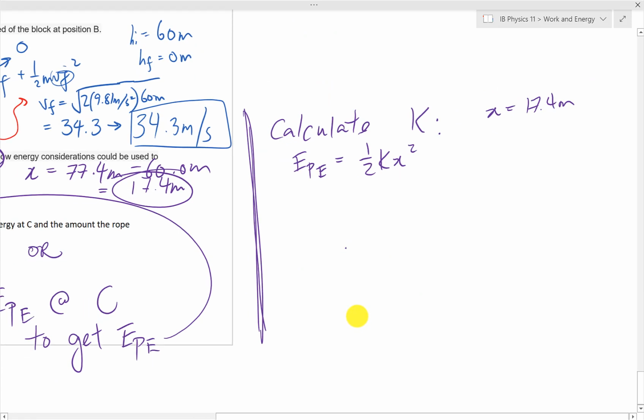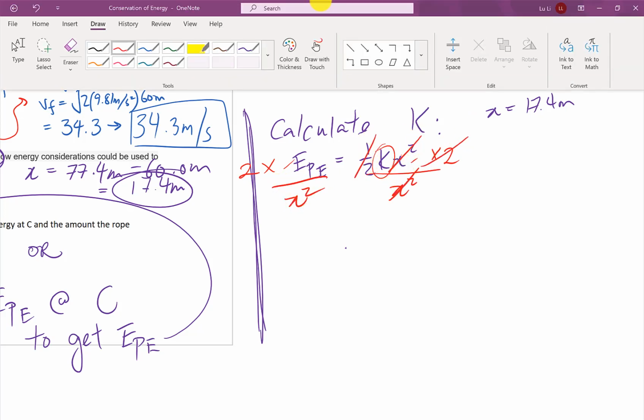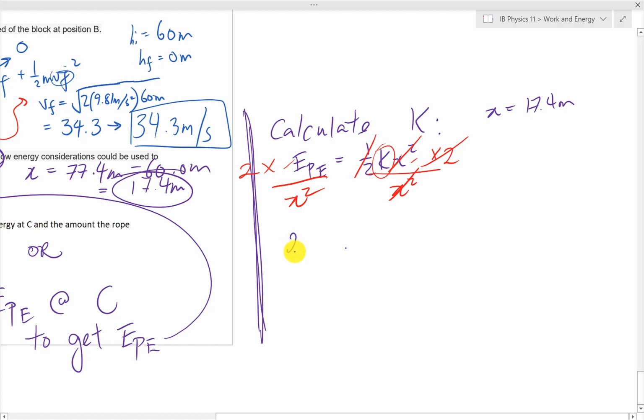Okay, so this is what we begin with, and I'm going to solve for the elastic constant, or our spring constant here, given that we know x and EPE. First I'm going to multiply both sides by 2 to get rid of the half, and divide both sides by x squared to get rid of the x squared. I am left with 2 EPE divided by x squared is equal to my spring constant, okay?